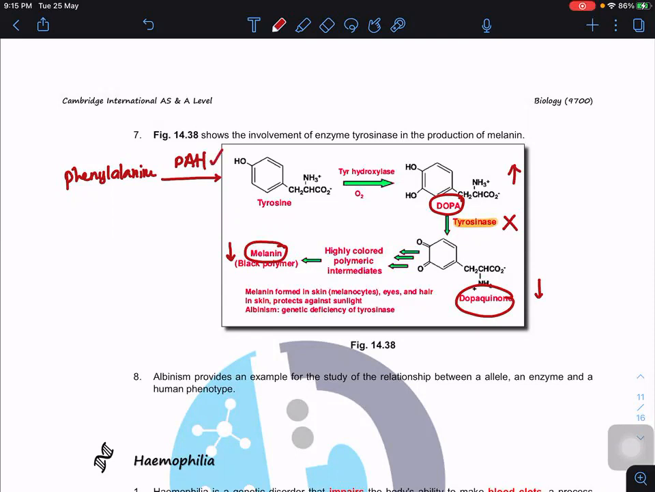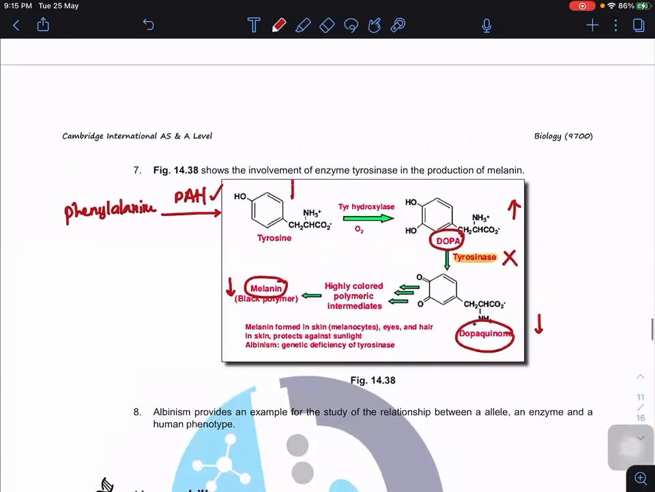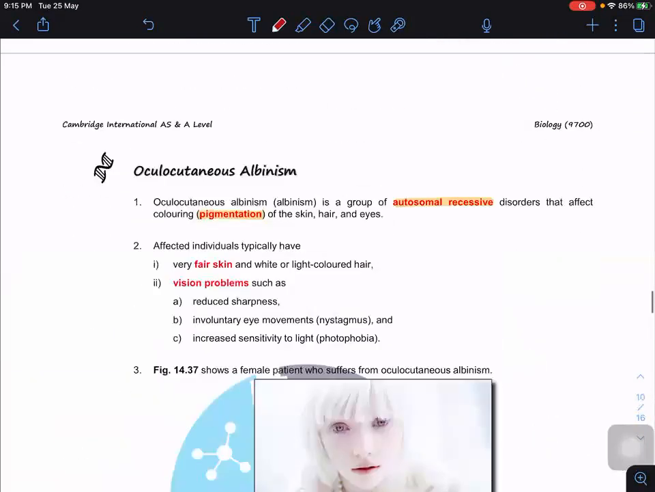It's quite unusual for both of them not to function. So you can see that tyrosine concentration will still be high, and DOPA is still high. But the tyrosinase can't function, therefore dopaquinone decreases.